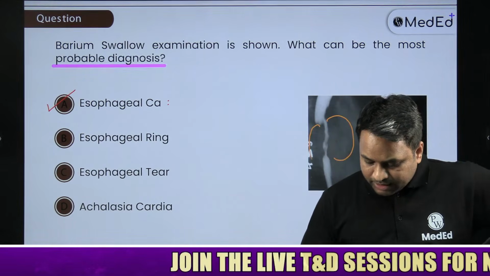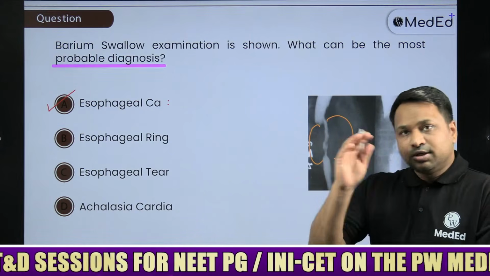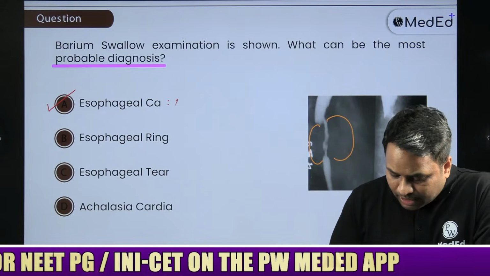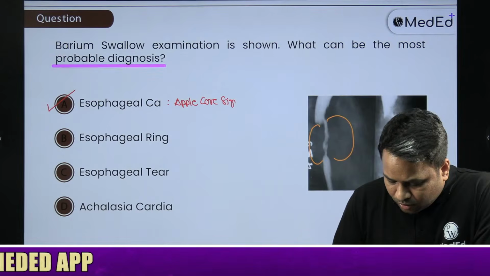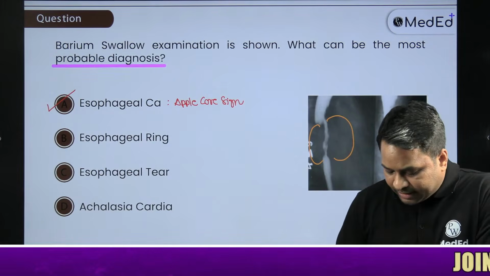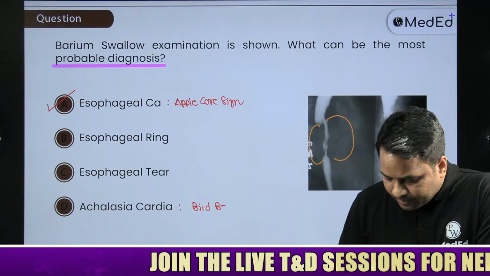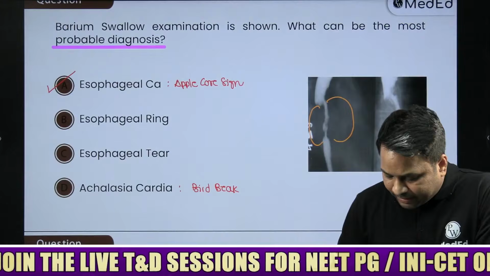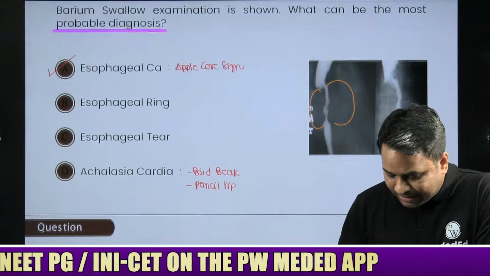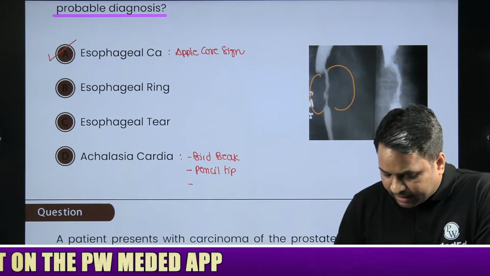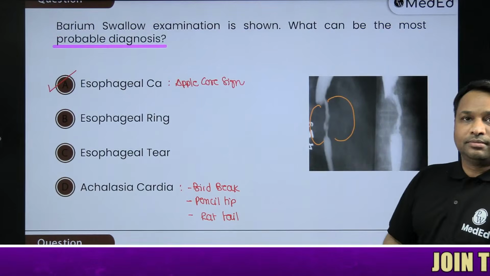This is your apple core sign. Rat tail is seen in achalasia cardia. Let's not go into a spiral of the same problem. This is your apple core sign, right? In achalasia cardia, you will get bird beak, you get pencil tip, and you also see rat tail. So the answer here is A for Ahmedabad.